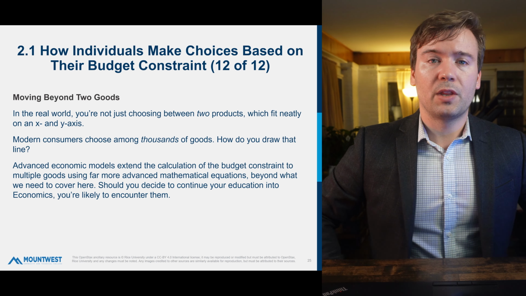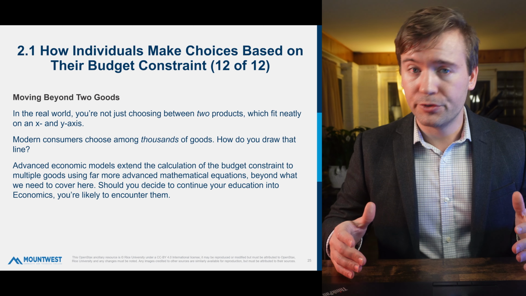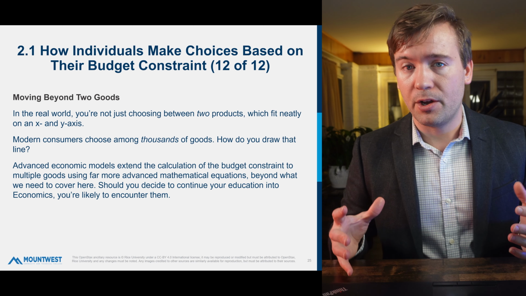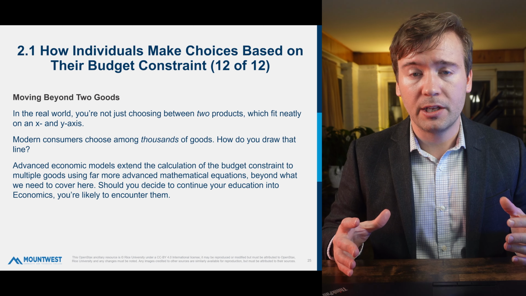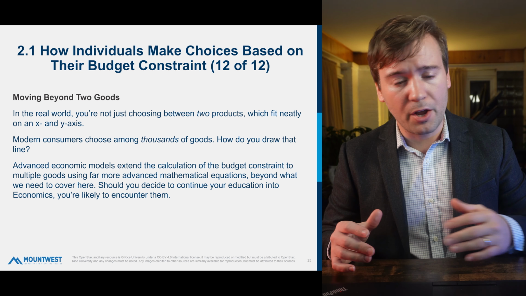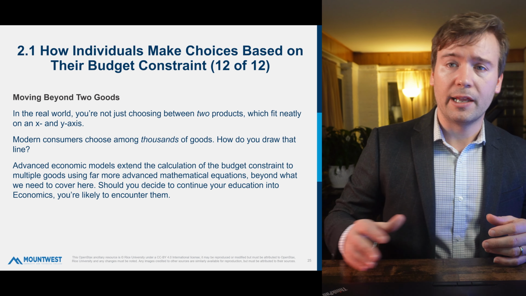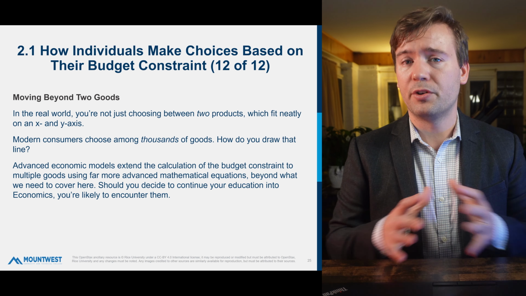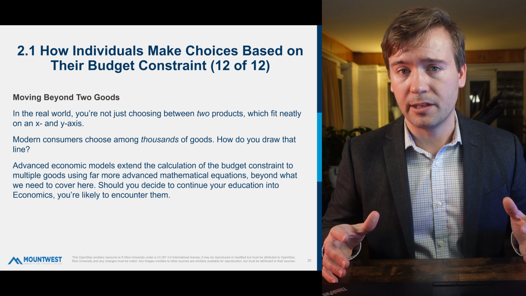So now, last thing to mention here, in the real world, we are not just choosing between two products that fit nice and neat on an x-axis and a y-axis the same way that we showed with Alfonso, right? Modern consumers choose among thousands of goods. If you walk into the grocery store, they have thousands of options. You got all these different SKUs. You could fill up your buggy with 100 different things and go back and get another buggy full of 100 other different things. And so how do we draw that line?